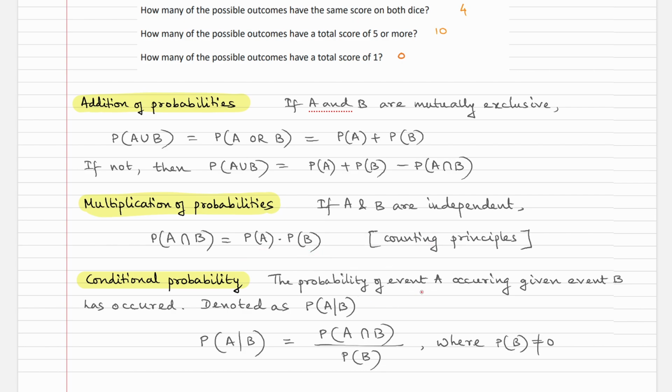Conditional probability is the probability of event A occurring given event B has already occurred. So this is denoted as P of A conditional B. Do not write it as P of A by B. P of A conditional B is P of A intersection B divided by P of B. Of course, P of B has to be non-zero.